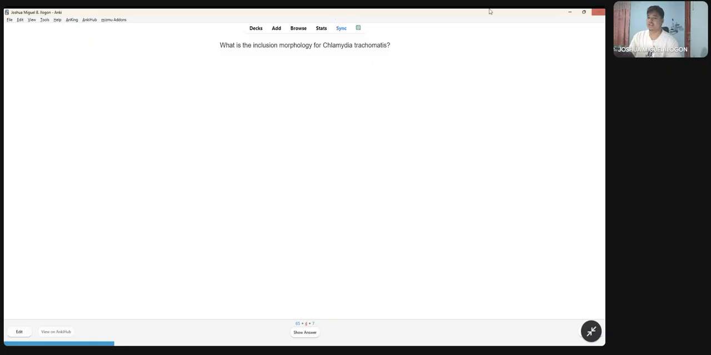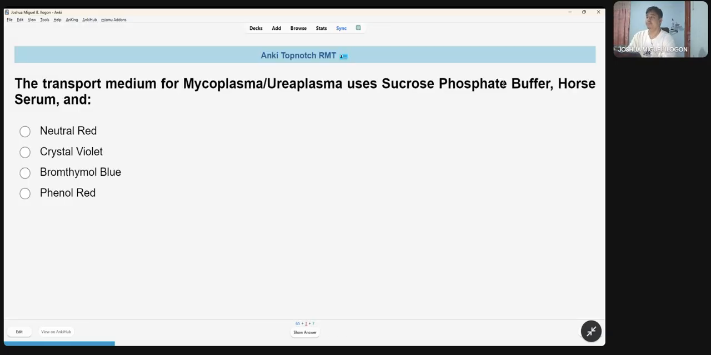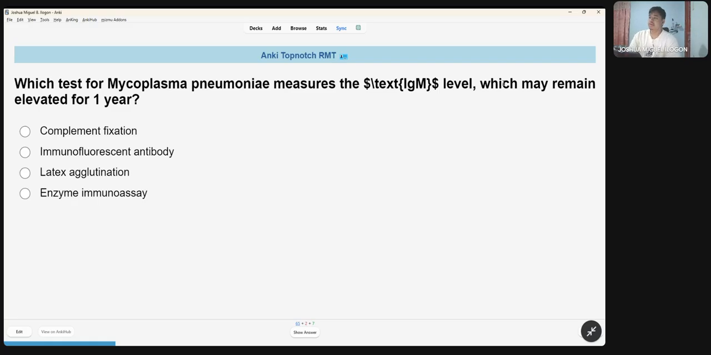Inclusion morphology of Chlamydia trachomatis: round, vacuolar. Pneumoniae is round, dense. The other, shiitake mushroom, is variable shape and dense. Pear shape is C. pneumoniae. Sucrose phosphate buffer, horse serum. Transport medium. Neutral red. Use neutral red.